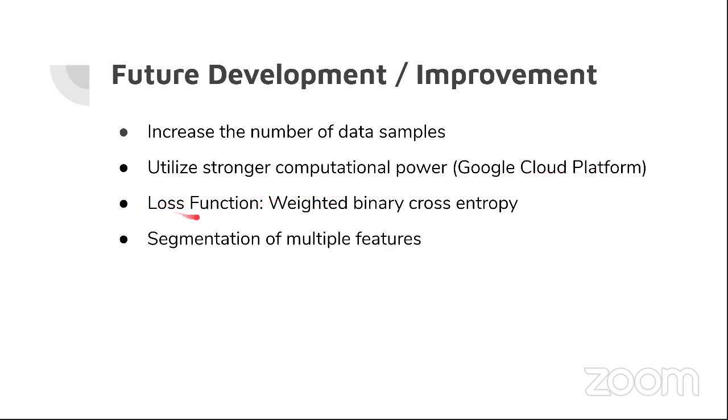Also, we wanted to try a weighted binary cross entropy loss function, where we can add a heavy penalty for predicting zeros. The future work of this project will be to segment out multiple features from the brain's MRI scan. For this project we just did the ventricles, but future work will include more samples and segmenting out multiple features. So these are the references.